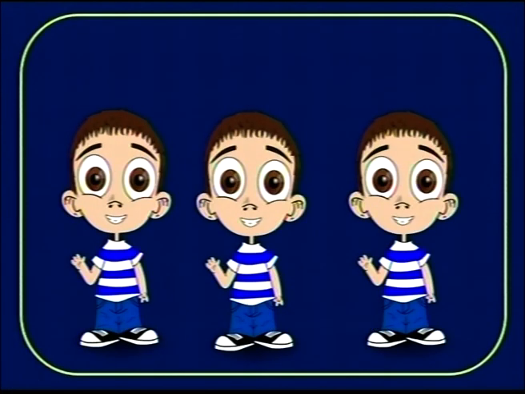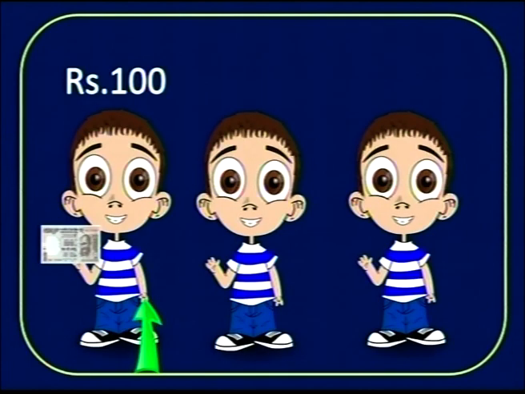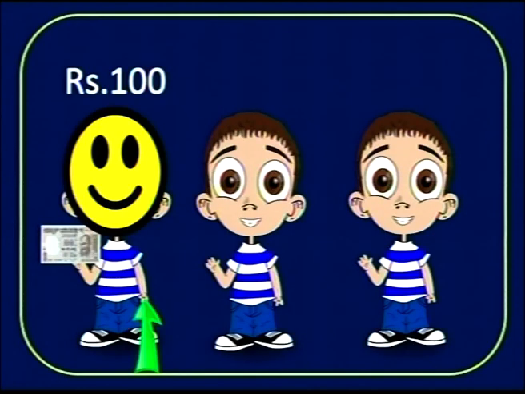Now children, observe the screen. You can observe 3 boys on the screen. He is the first boy having 100 rupees. So what is the amount with the first boy? Yes, we say 100 rupees. He is happy. Second boy, he does not have any amount. So what is the amount with the second boy? Yes, he is not having any amount. So we say rupees 0.